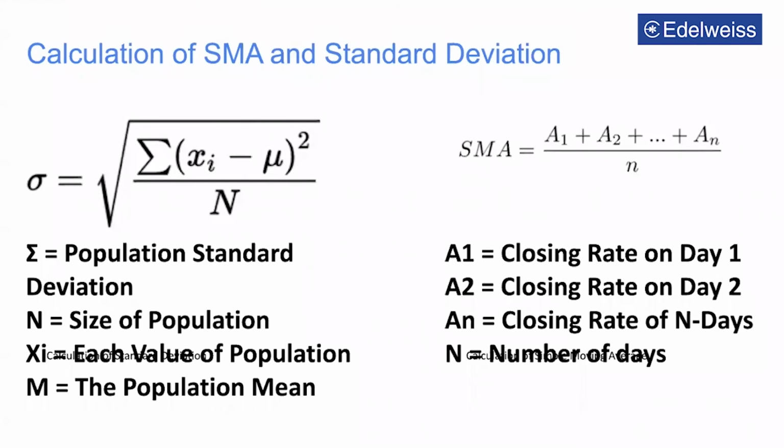What is the formula for simple moving average? We studied it on the first slide of the presentation. Let's say considering the closing rate of day 1, day 2, day 3, and the closing rate of n days, divided by the number of days. This is how a simple moving average looks.